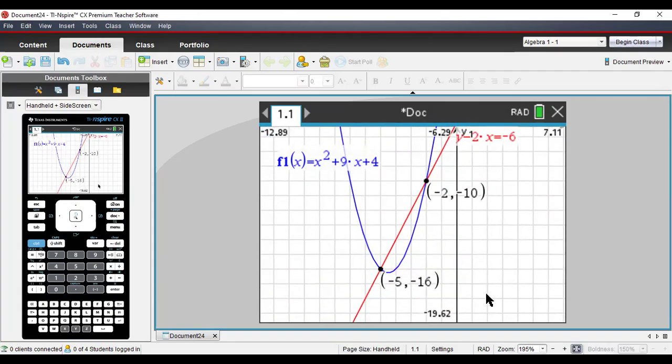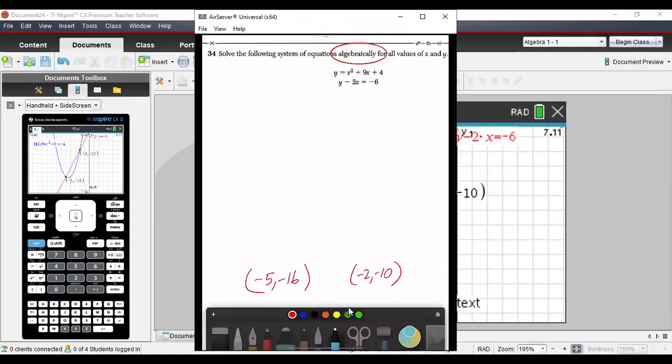So I'm going to take those and write them down at the bottom. This is going to be (-5, -16), and this is going to be (-2, -10). So I've written that at the bottom. Those are the x's and y's. Now, I'm going to use the quadratic formula to find the x values. The only thing that I need to do is something that I warned you guys about. I figured that they would not give you the second equation in slope-intercept form, so you would have to put it into slope-intercept form.